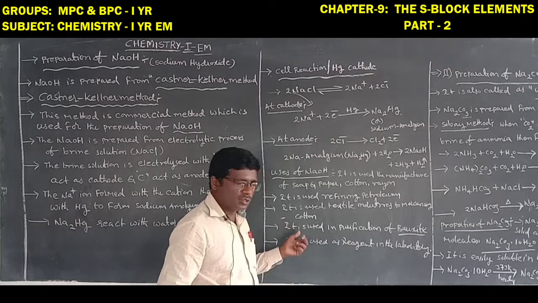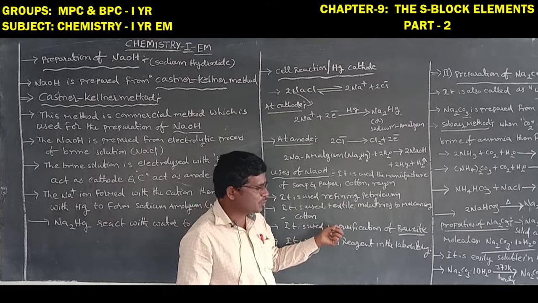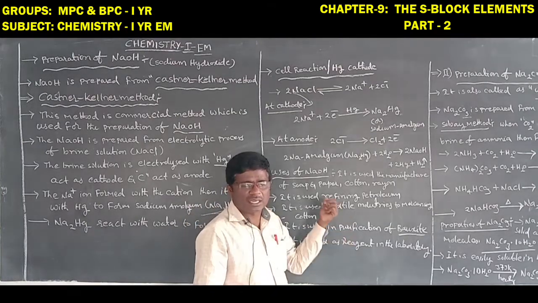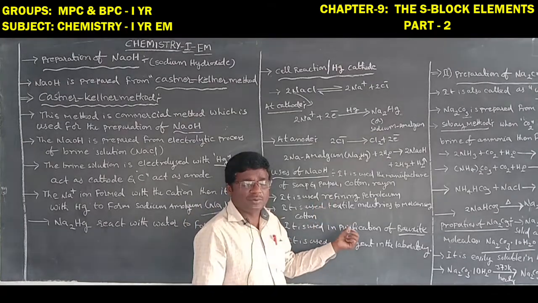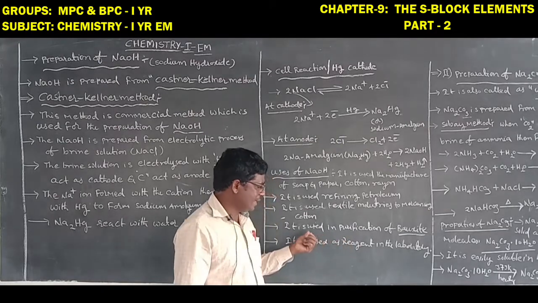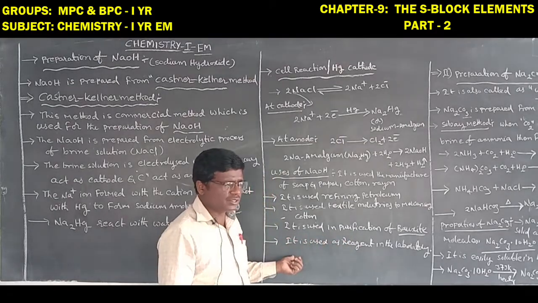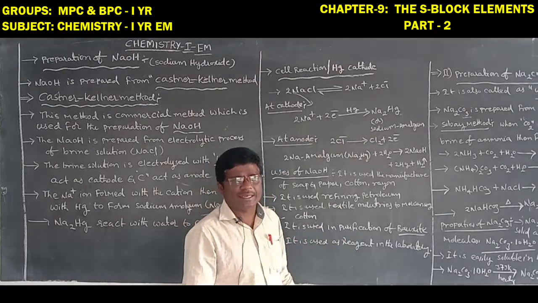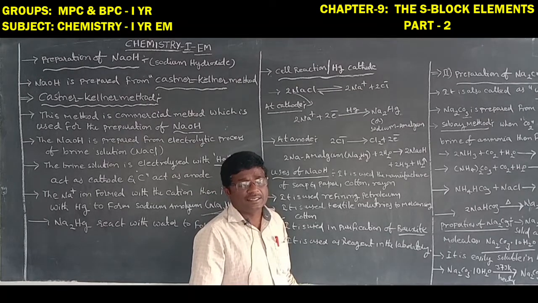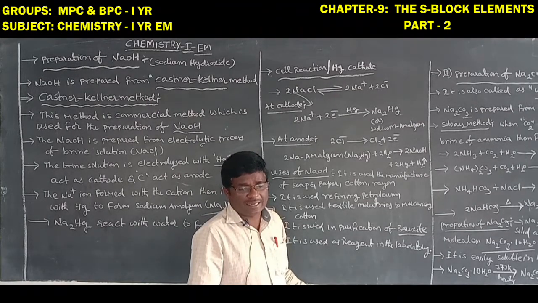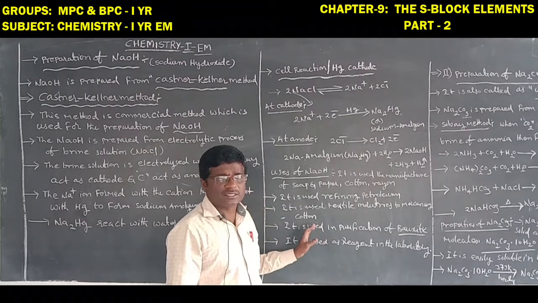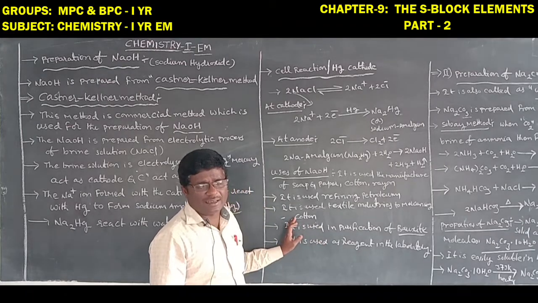Next, sodium hydroxide is used for the purification of bauxite. It is also used as a reagent in the laboratory, where it acts as a strong base. That is the uses of sodium hydroxide or caustic soda.